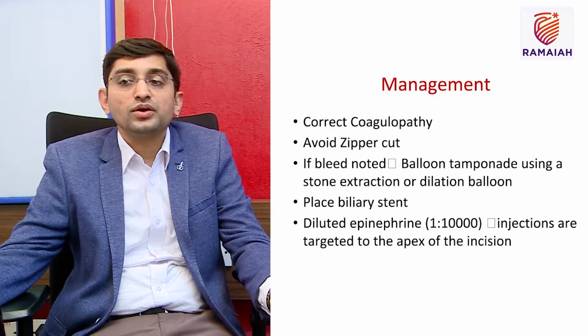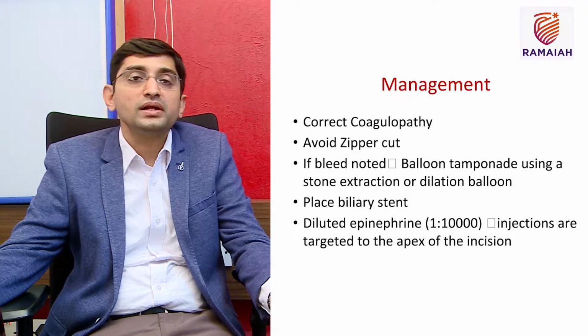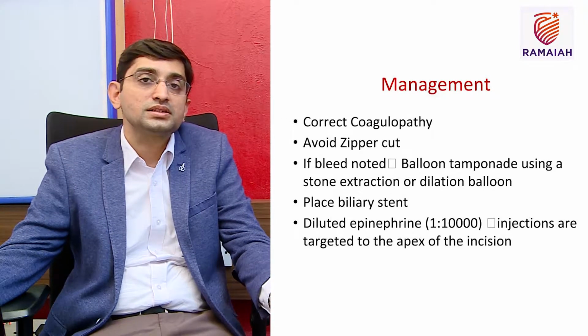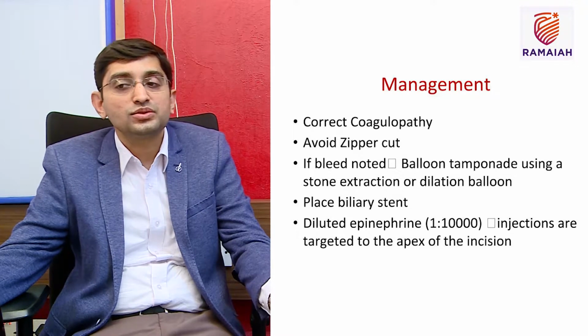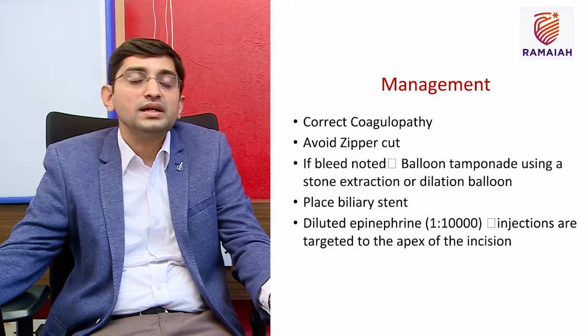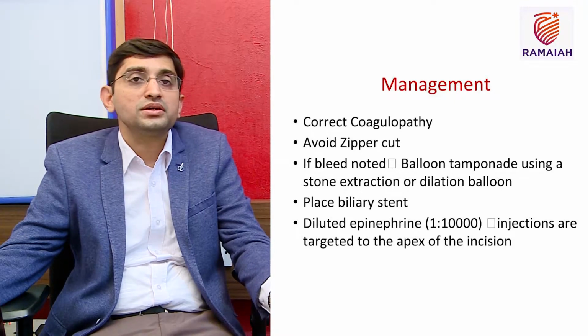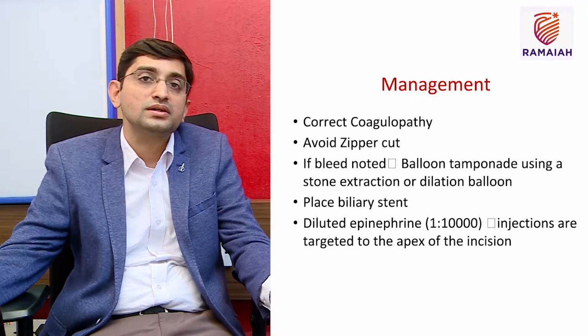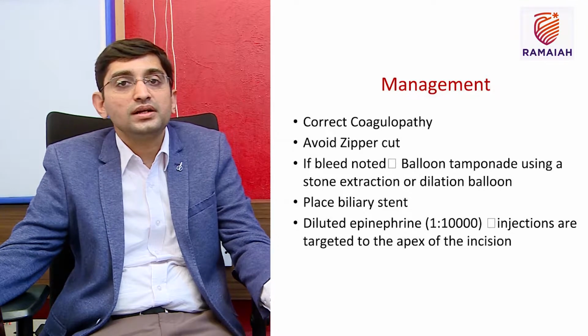We should always correct coagulopathy. We should avoid zipper cut. If bleed is noted, we can always use a stone extraction balloon, and we can use it like a scope tamponade, the balloon tamponade. We can always place a biliary stent, and we can inject. Once you place a biliary stent, the majority of the bleeds will be from the top of the cut. We can always inject dilute adrenaline at the top to control the bleed.